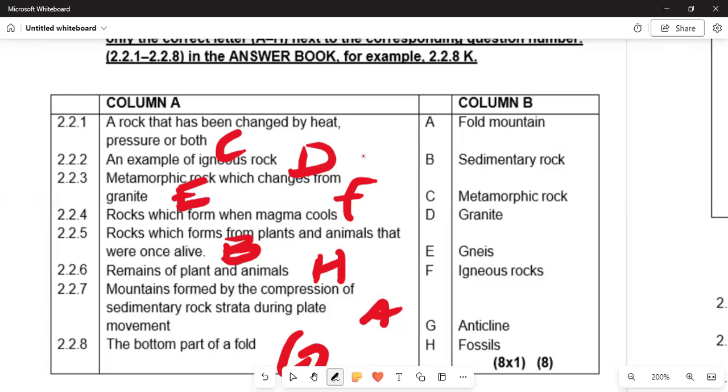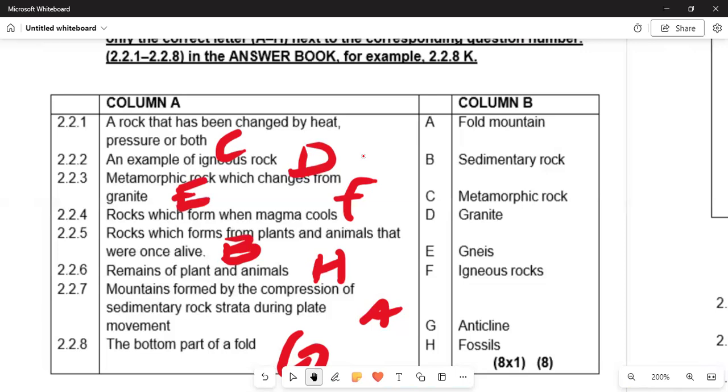So remember that this is a silent G. That is why I'm not pronouncing it. It is called the gneiss. In 2.2.4, the rock which formed when the magma cools, it is number F, the igneous rock. In 2.2.5, the rock which forms from the plants and animals that were once alive, that is number B, the sedimentary rock.